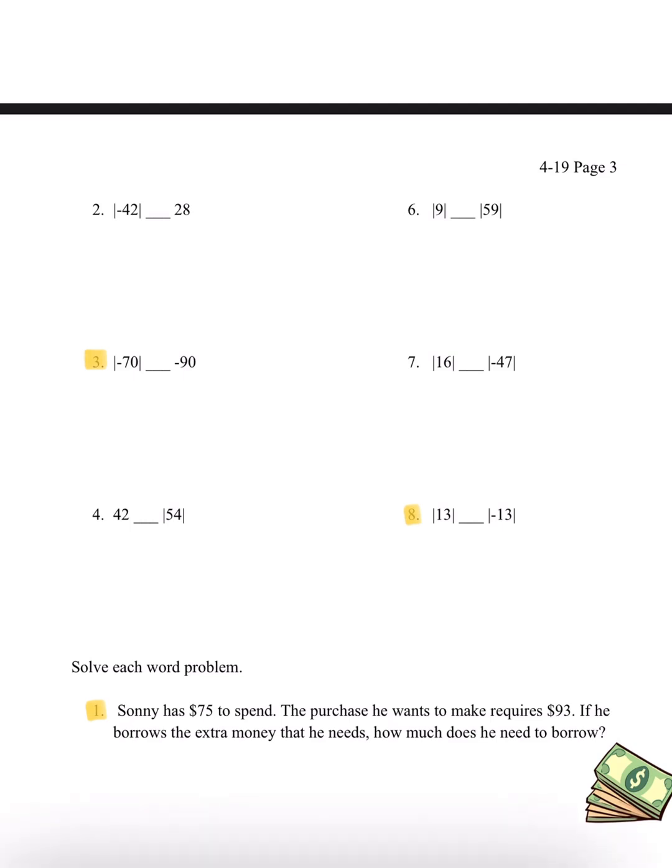Number 3, you have negative 70 and negative 90. This 70 turns into a positive 70. So 70 is greater than negative 90. Number 8, we have 13 and negative 13. The absolute value of the positive number is just 13. And we have a negative number here and it turns into a positive, so it's 13. They're both 13 and they're both positives, which is why our answer for this one is going to be equals.